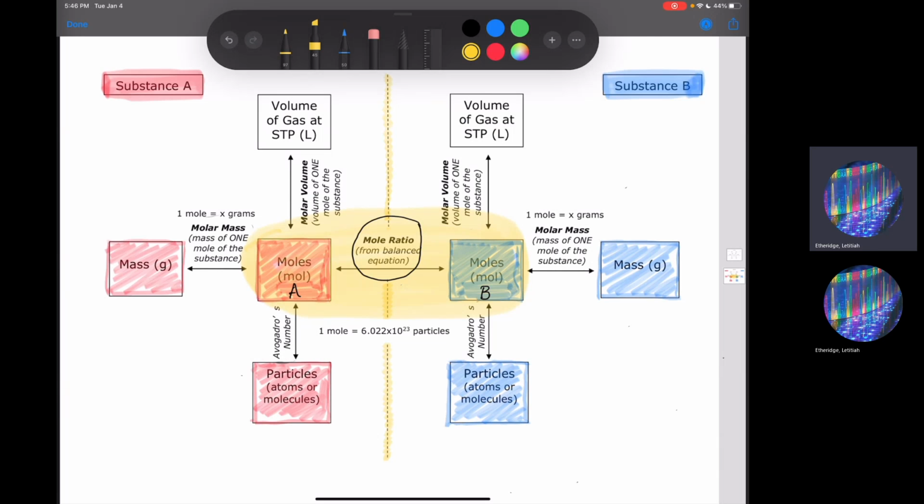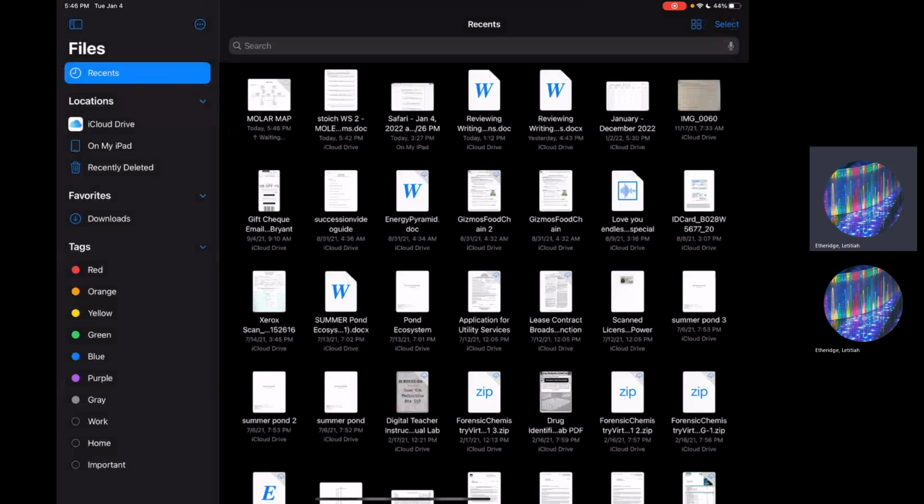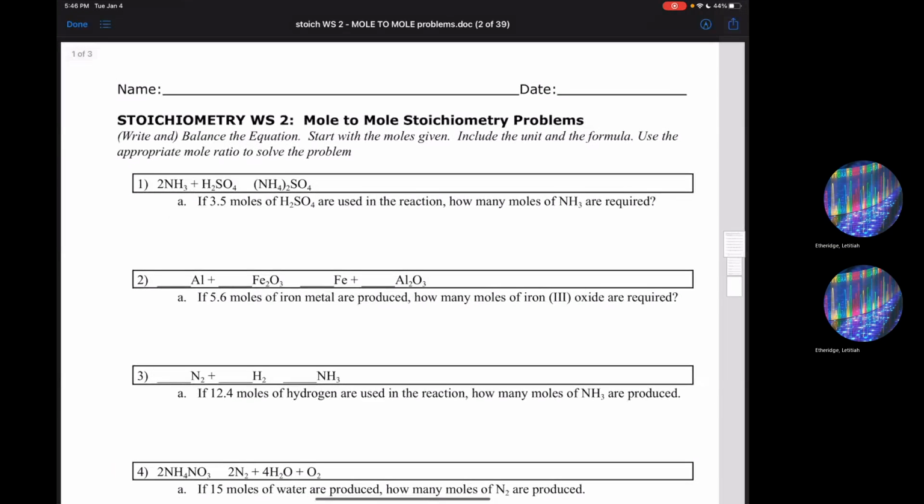That is our focus. We are going to be converting moles of a substance and determining how many moles of the other substance we create or produce. Okay, so hopefully that was helpful. All right, let's go back to what we were doing. We were looking at our second worksheet.